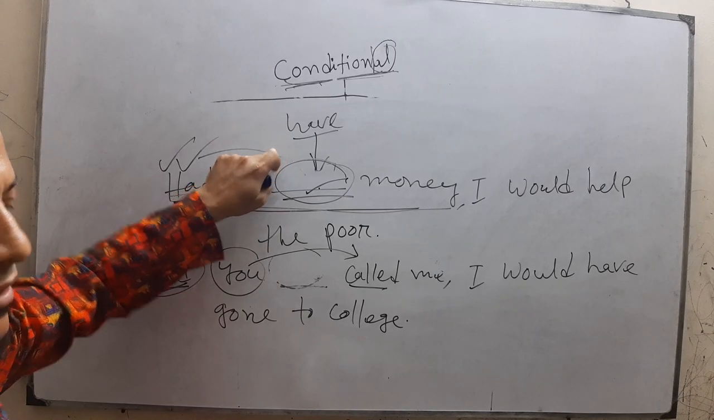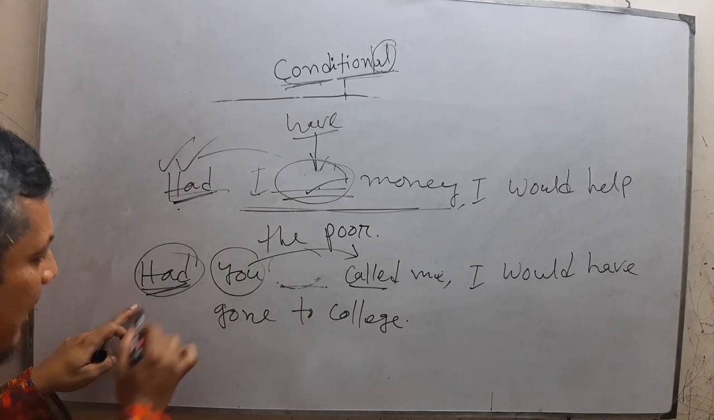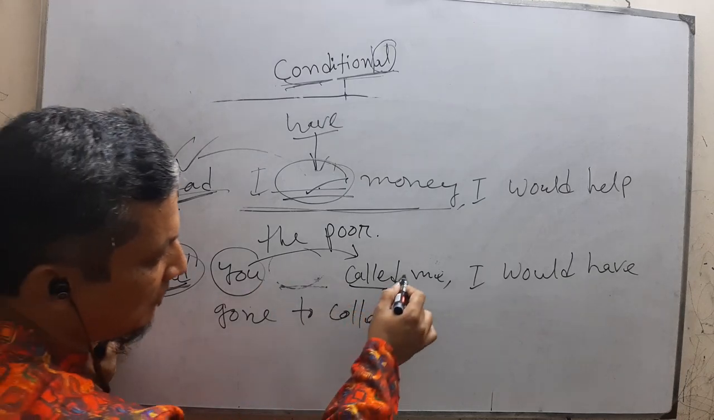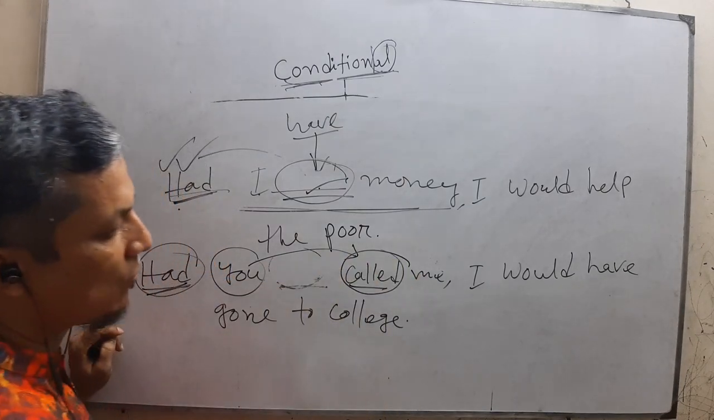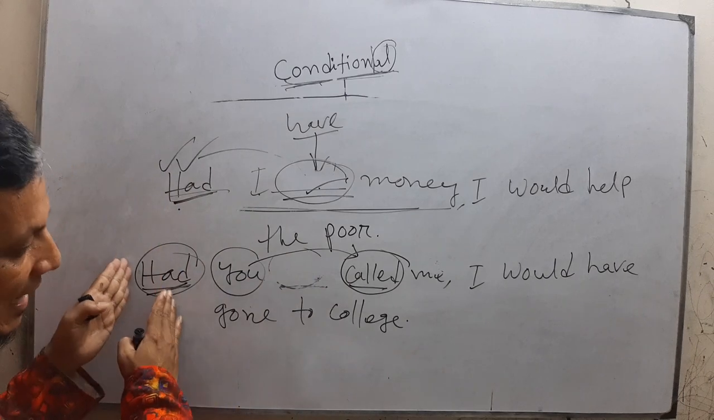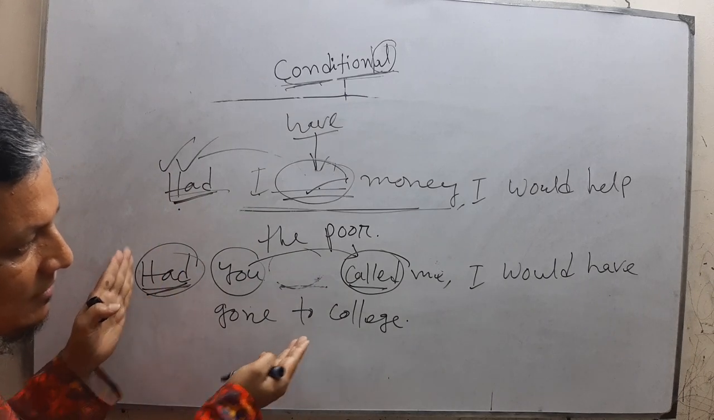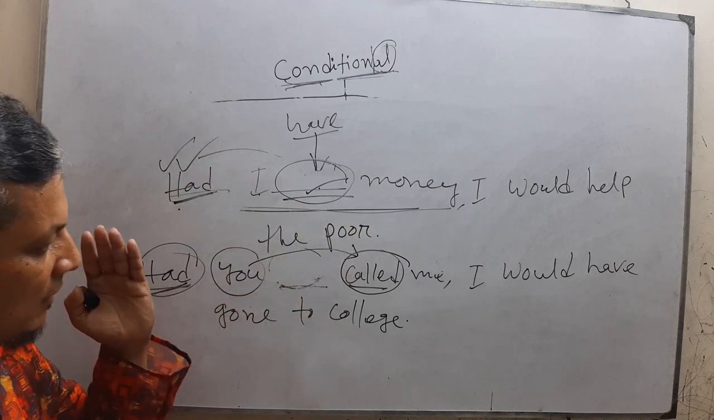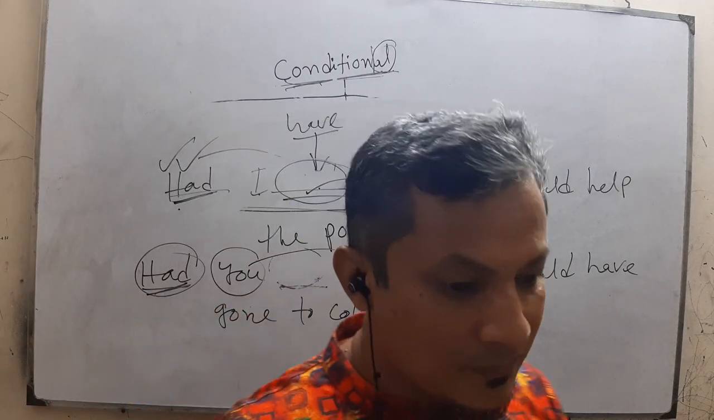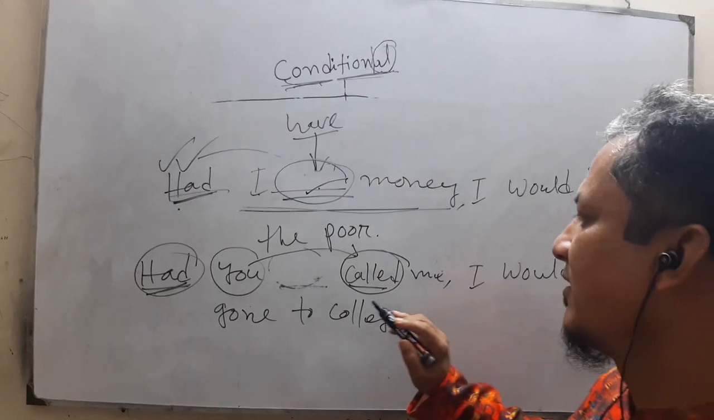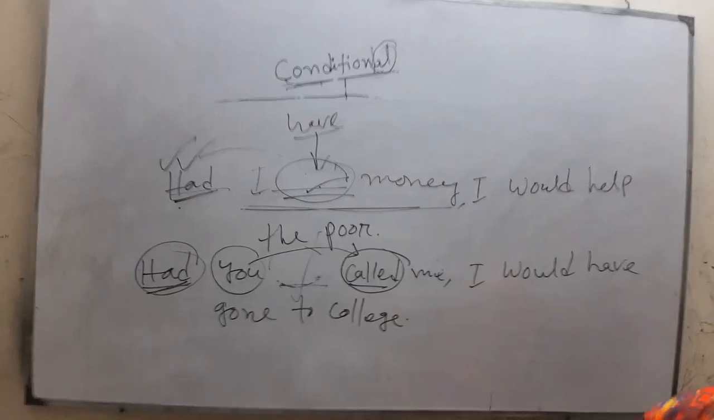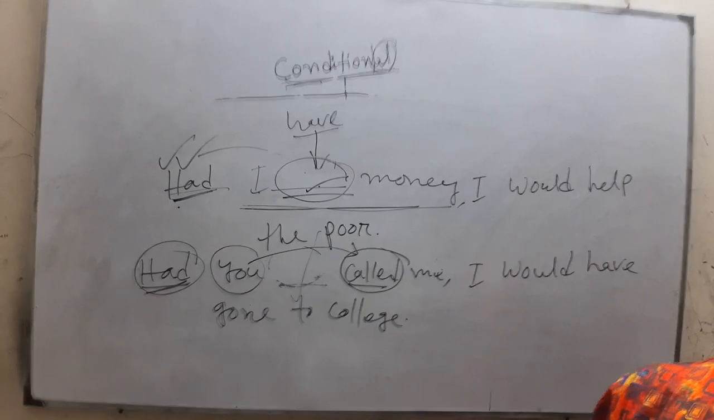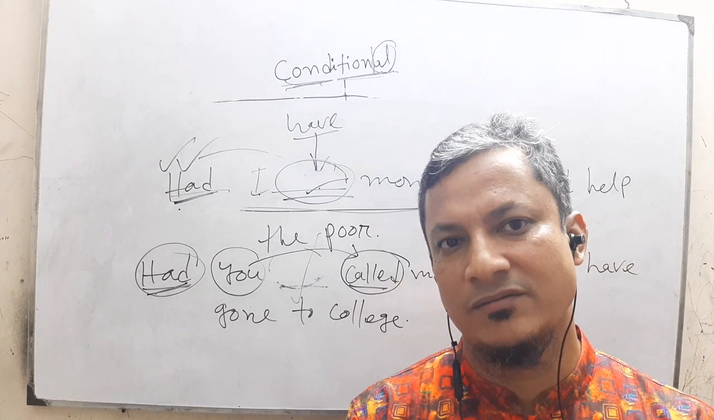Am I clear? Now here is had. But after the subject you are getting one verb. This is called. So when you get had and after the subject the main verb is in past participle form, then it will be related to third conditional. Am I clear to you, my dear students? Do you have any question, my dear students?